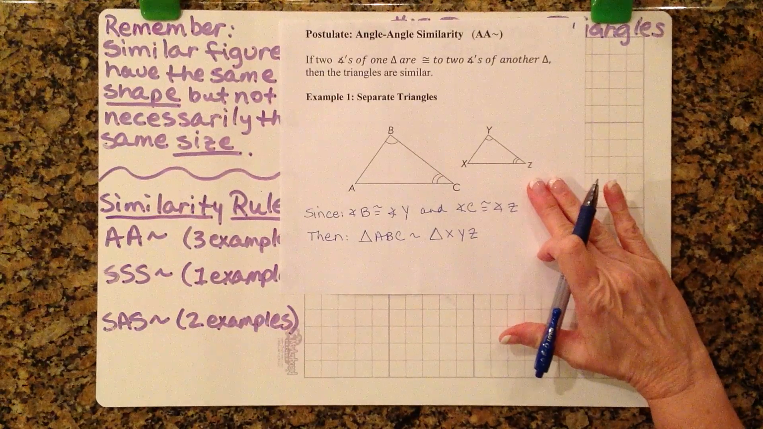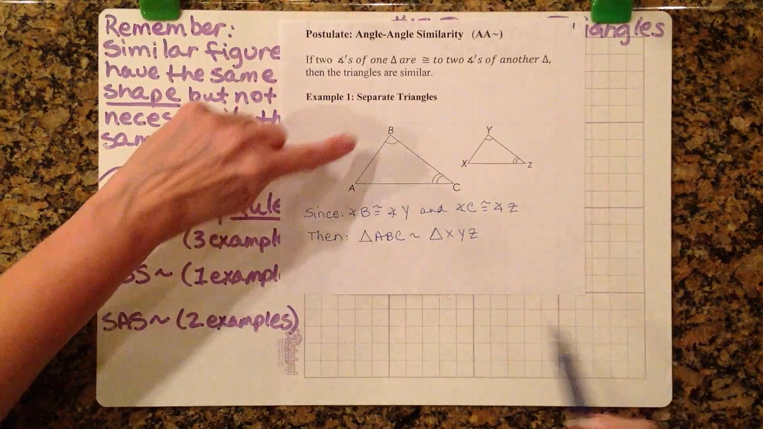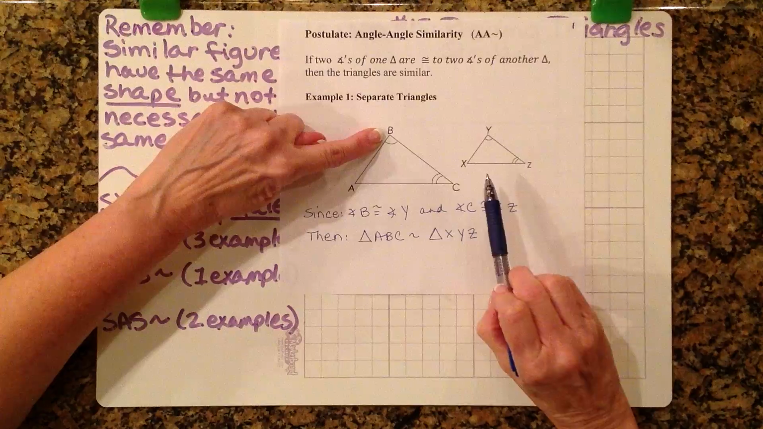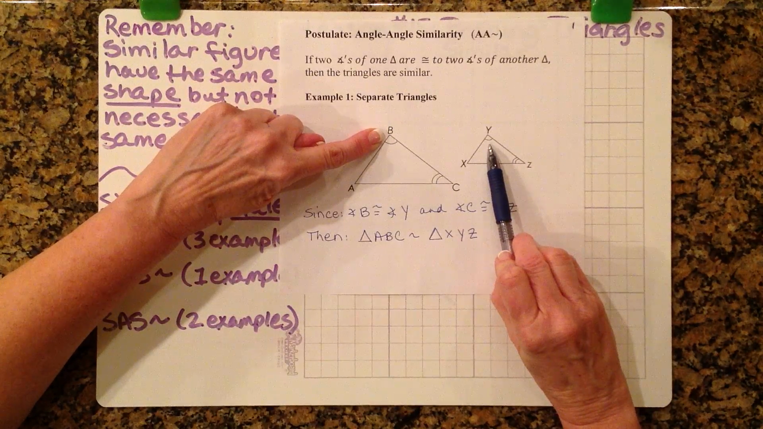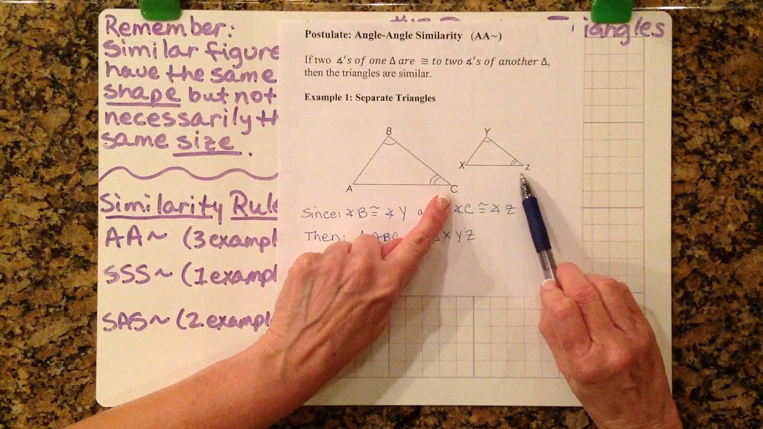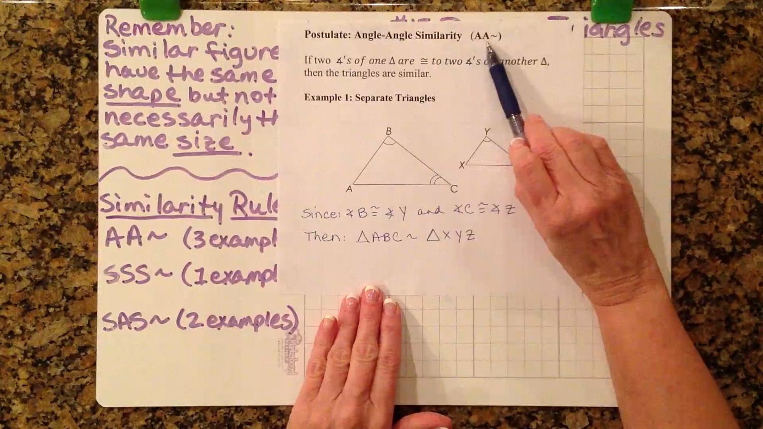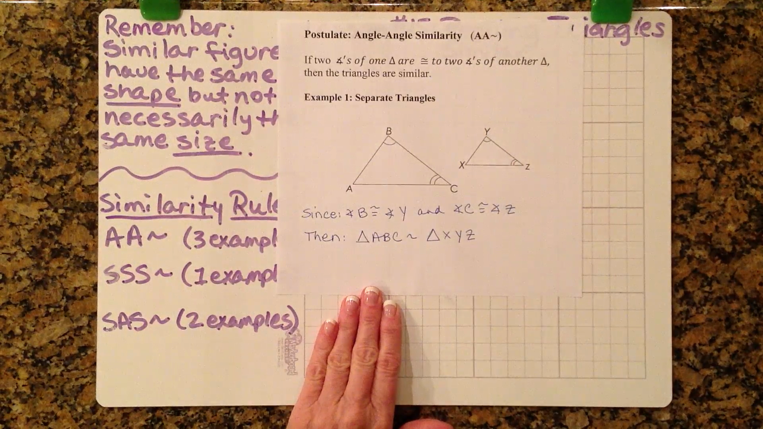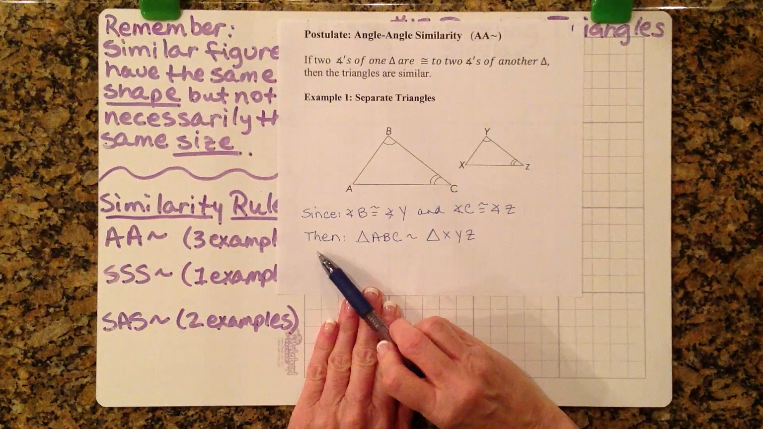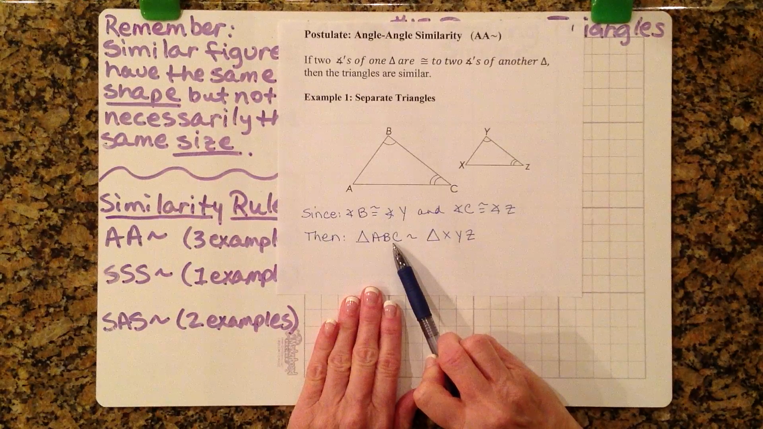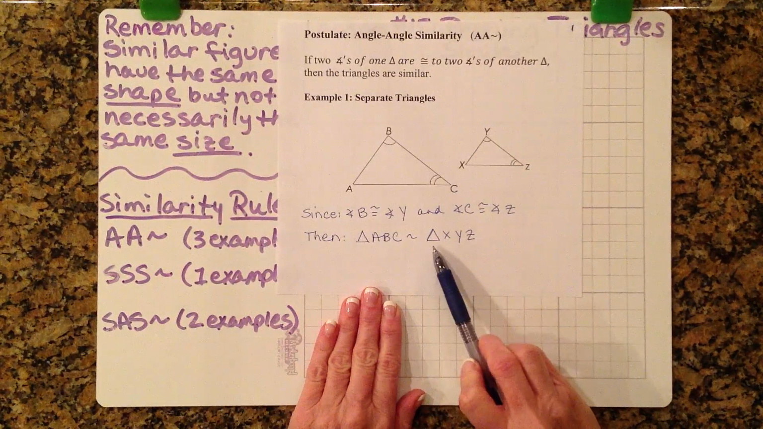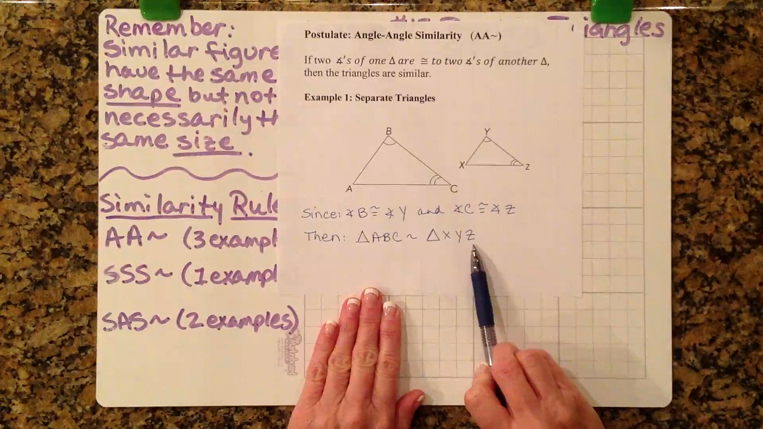And this is a very direct example. You can already see that angle B is congruent to angle Y. It's got the 1 arc mark there. And angle C is congruent to angle Z. So we've already got our AA. We've already got our 2 angles. Therefore, we can say that triangle ABC is similar to triangle XYZ.